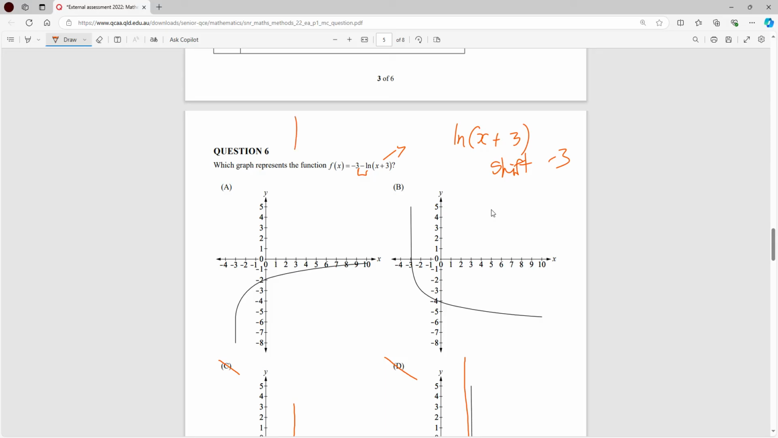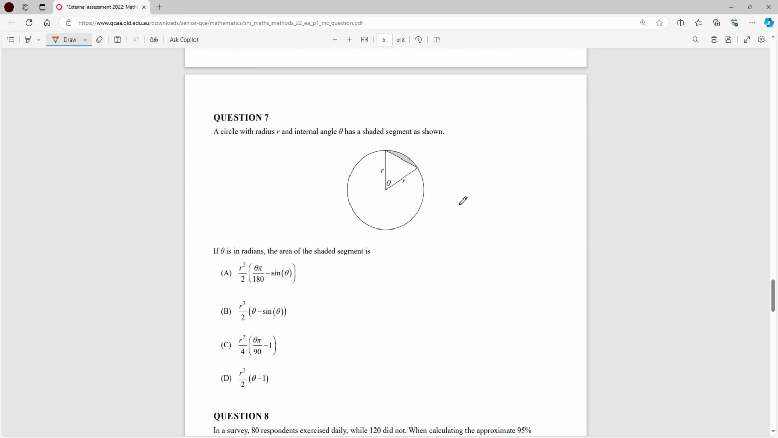Now, the log curve naturally looks like this, okay? So it looks exactly like A, but notice A doesn't account for the negative sign. A negative in front of the log would turn it upside down. So the correct answer is actually B. That would be the best thing that would represent this graph, okay? Right, let's go into the next one.